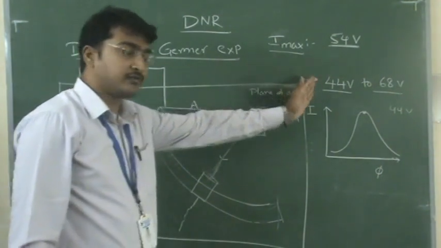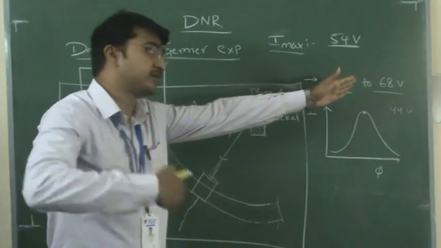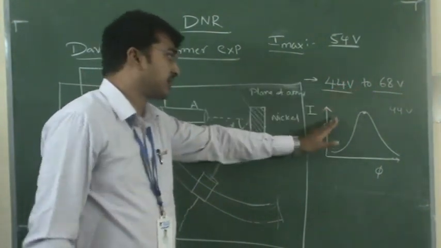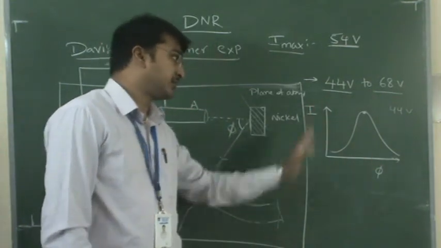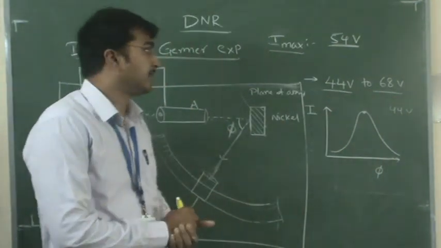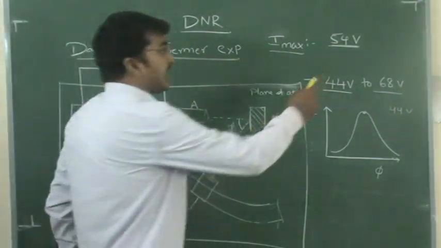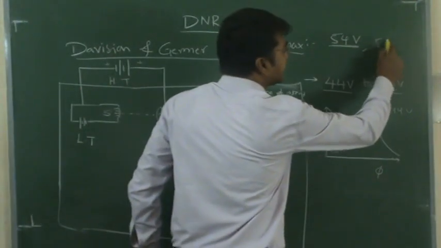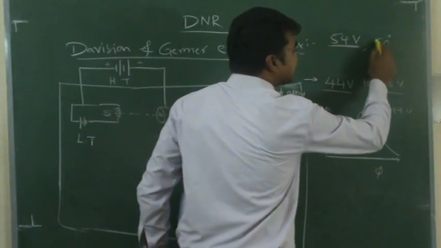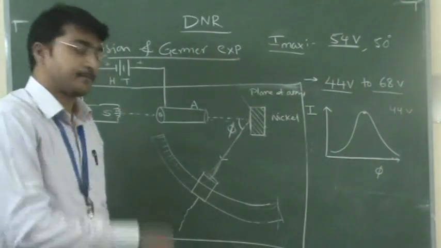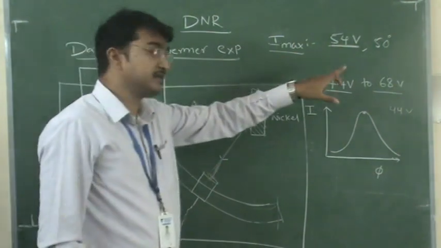So I said, 44 to 68, this experiment is done in every case, and in every case we have to draw the graph between the intensity and scattered angle. At 54 volts of operating voltage, the scattered angle is 50 degrees.